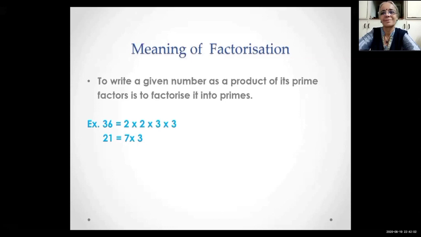And you know children, this factorization of numbers helps us to find out the HCF and LCM of given numbers, that is, the highest common factor and the least common multiple. And so it is important to practice factorization. So children, let's practice. I'm writing one number and then we will factorize it.